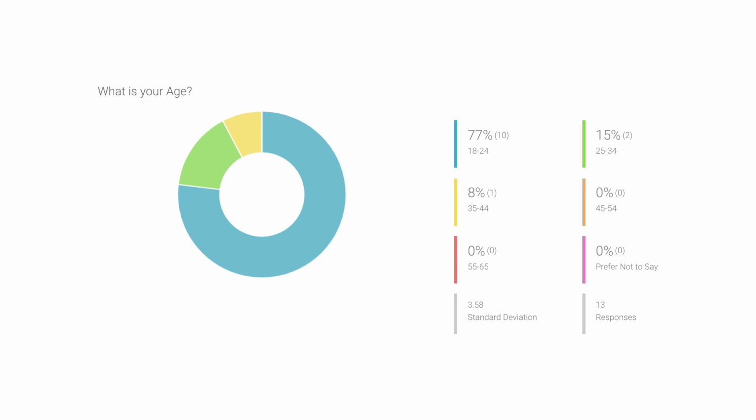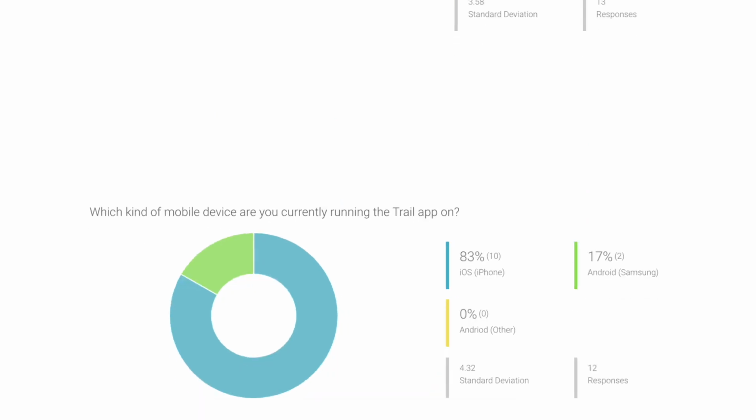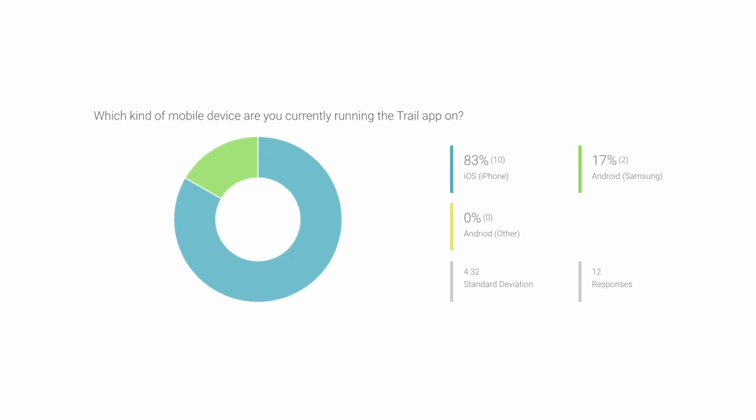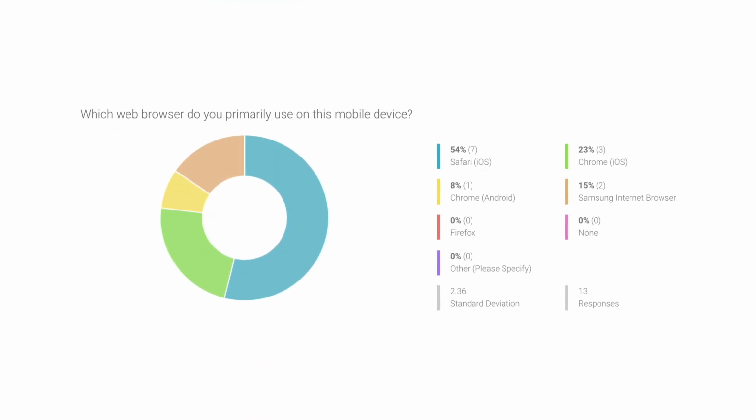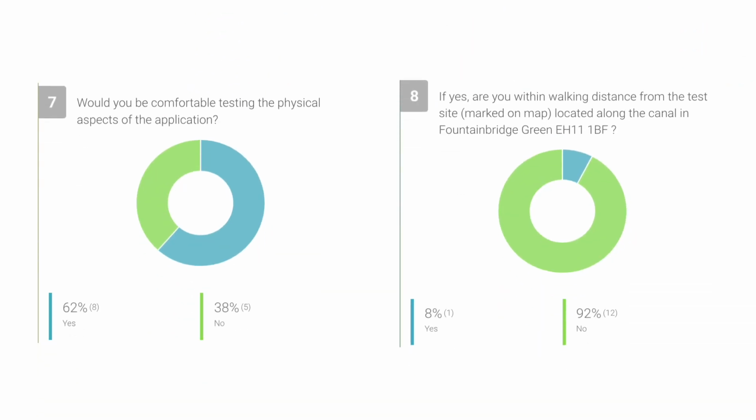There is no result data for anyone over 45. 83% of participants had an iOS device, which is notable as it was found that iOS has some severe limitations. Browser preference results show that users tend to lean to the default browser installed on their device. Users were asked whether they would be comfortable testing physical aspects of the application like spatial triggering. 62% stated yes, but 92% were not near the test area.